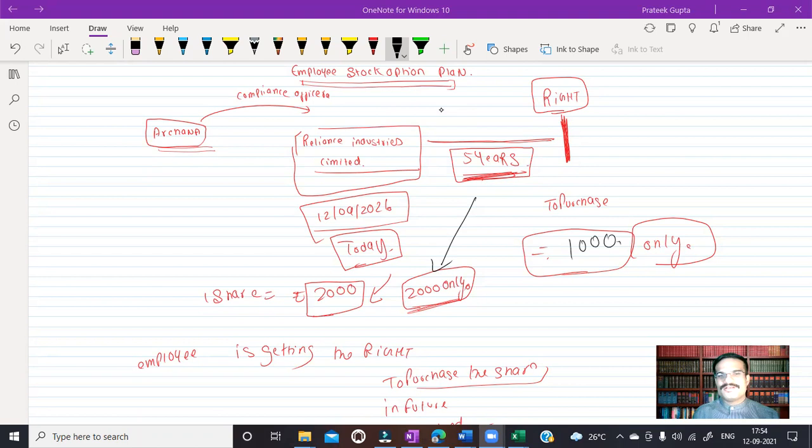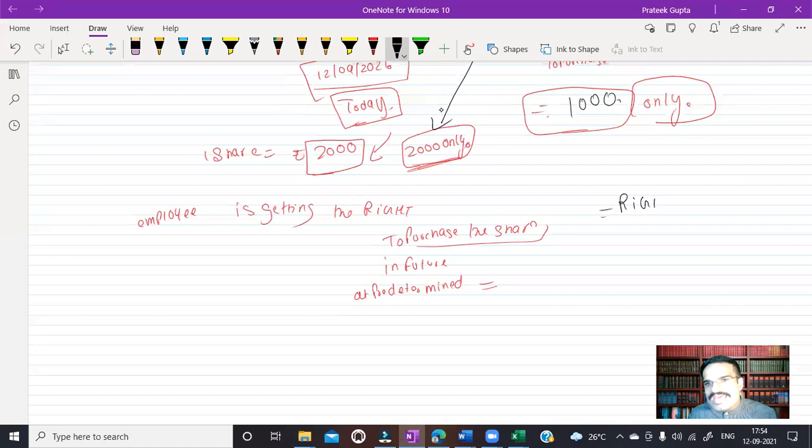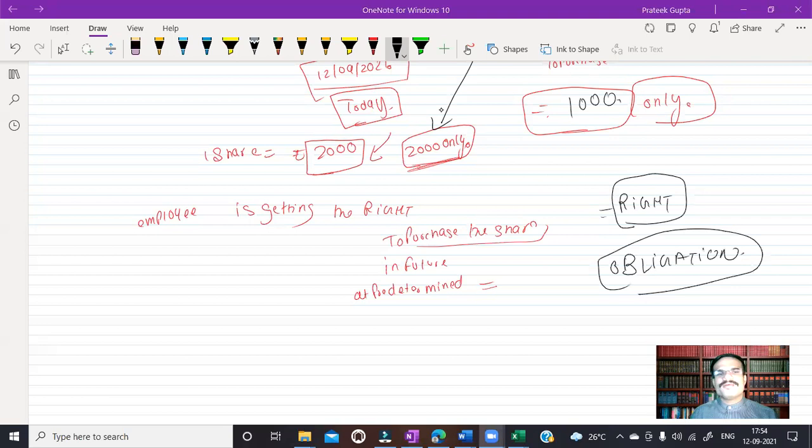Ashna madam ke paas ek right hai. Ashna madam has the right, not the obligation, to purchase the shares of the Reliance after the period of 5 years. That's the important point, beta. Now let me see this chat box.